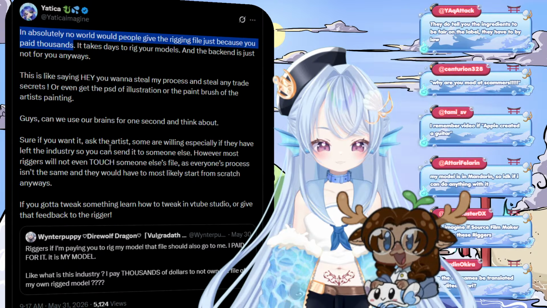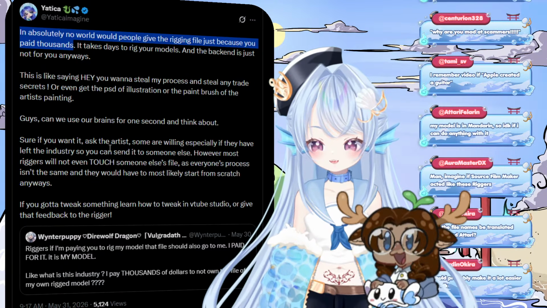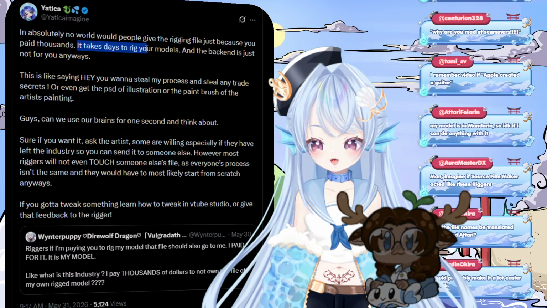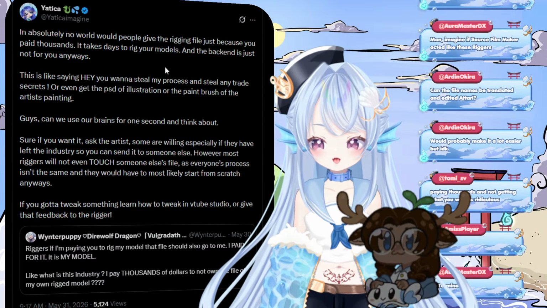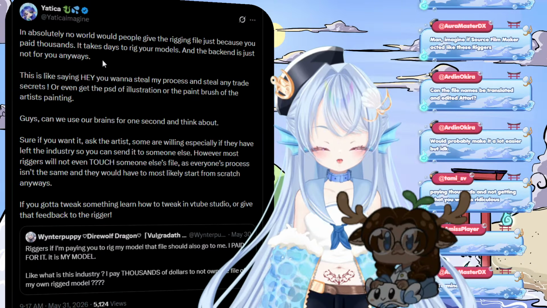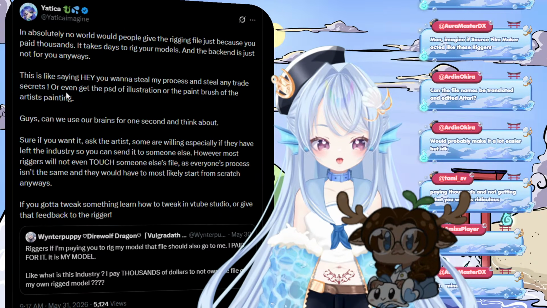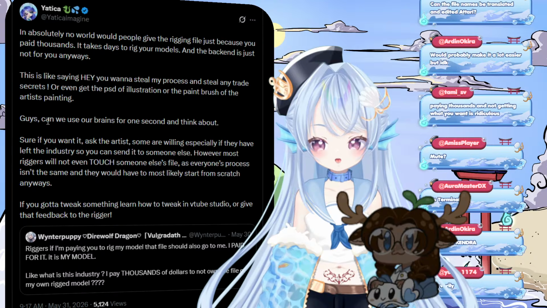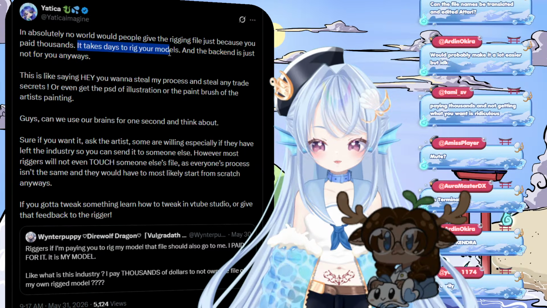I think they're not very bright. This one specifically. It takes days to rig your models, and the back end is not for you anyways. Remember, we have gone from it takes 160 hours, over a month, and thousands of dollars, and it is a deeply complex process, to it takes days.